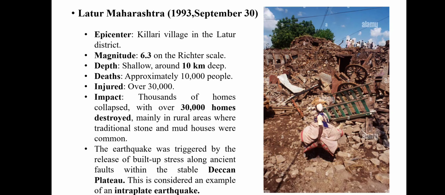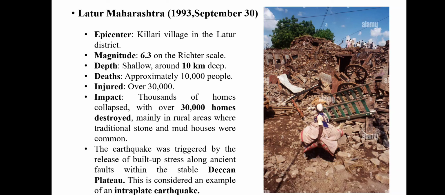Next is the earthquake in Latur, Maharashtra, 30 September 1993. The epicenter of the earthquake was Killari village in Latur district. The magnitude of the earthquake was 6.3 on the Richter scale. The depth of the earthquake was around 10 km. It killed approximately 10,000 people and injured 3,000 people and more.